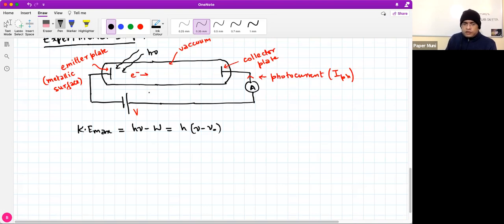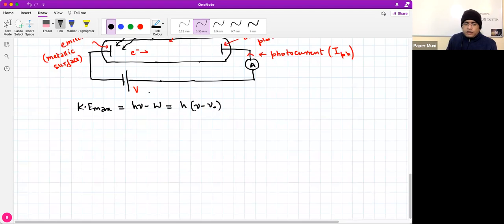So what we'll do is apply a negative potential. We'll reverse the polarity of this voltage, and we'll try to apply a voltage such that the electron does not reach this plate. That means the electron has zero velocity, right? So that will give us a measure of the maximum kinetic energy available to the electron.